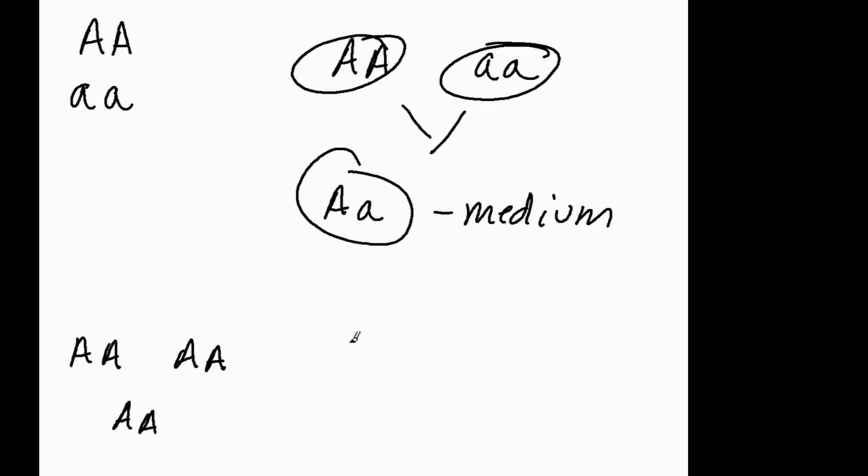But what if the medium becomes a parent along with a long hair? Then you have a few more possibilities. You could have a long-haired child, or you could have a medium-haired child.